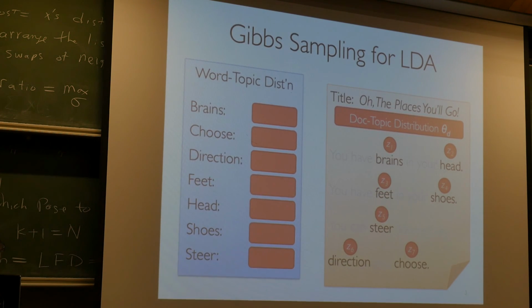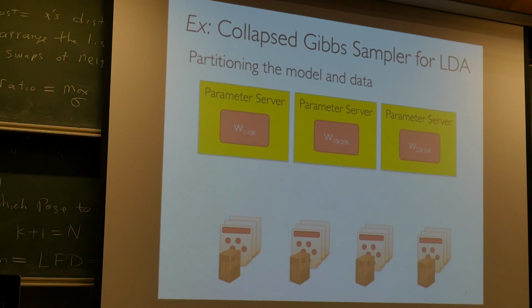So I also have a word topic distribution. There's a whole bunch of documents, and then we have a whole bunch of words. What I'm basically going to do is cycle through these things. I'll pick a latent assignment for this word, brains, based on that topic distribution. All right, then I'll pick a latent topic for head based on that distribution, and so on.